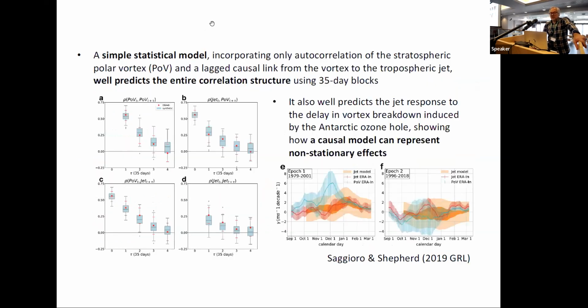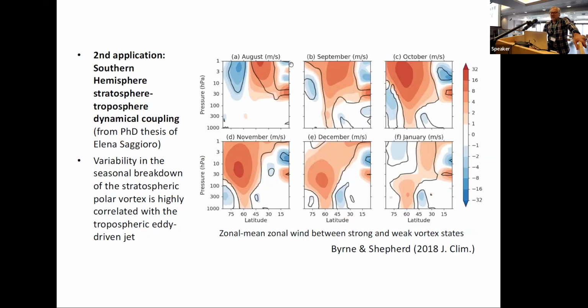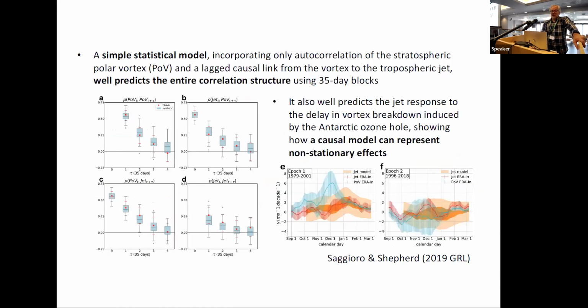And you can see that through the seasonal cycle, there's this propagation downwards, and it's especially strong in the troposphere in this spring to summer transition period, which affects the jet stream, as I've already talked about. So the first thing Elena did, this was just using observations, was to use a very simple statistical model. It's a causal model, but it's really trivial. You just have autocorrelation of the stratospheric vortex and a single lagged causal link from the vortex to the tropospheric jet.